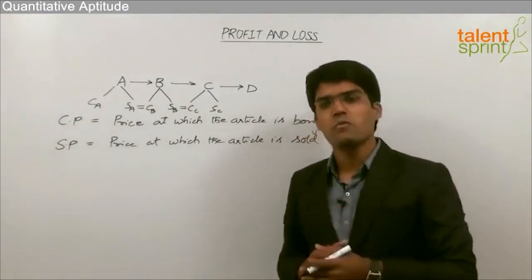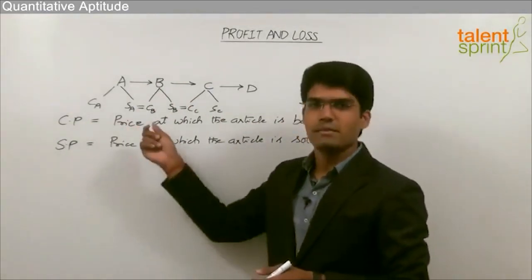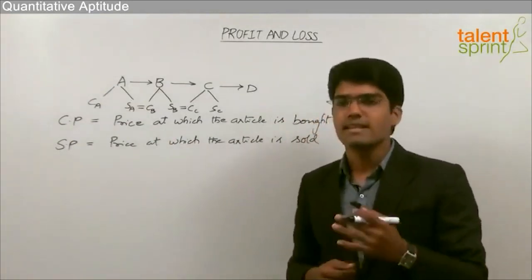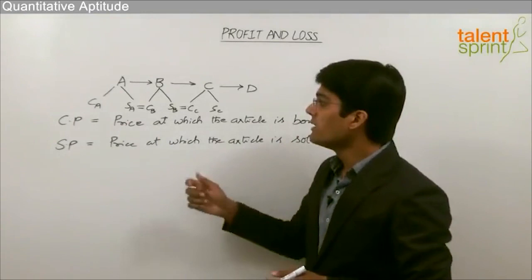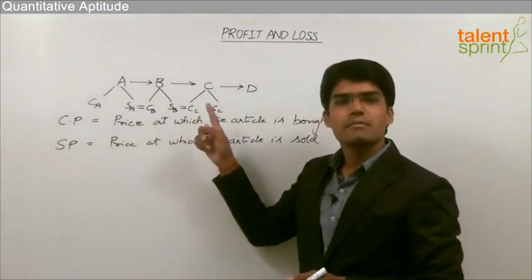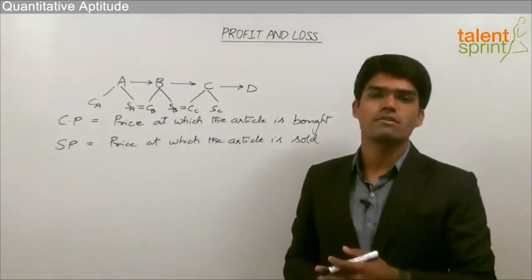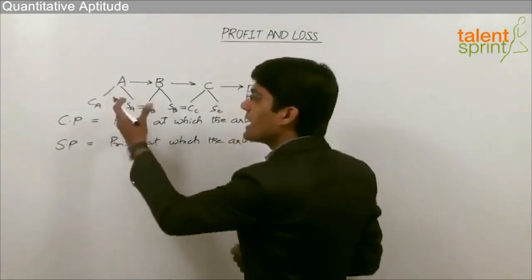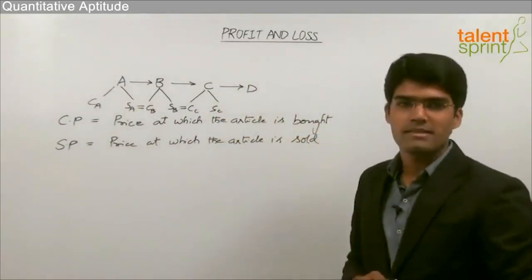So what we have learned so far is what is cost price. It is the price at which an article is bought. What is selling price? The price at which the article is sold. And the other point that we have understood here is selling price of one person should be equal to the cost price of the next person. And as discussed, profit and loss both are nothing but the difference between selling price and cost price.